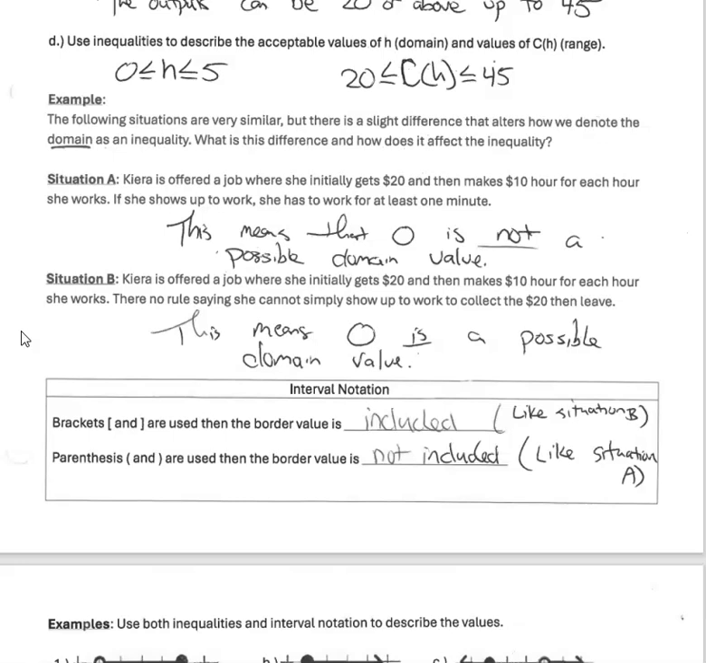There's a certain symbol that you use when the border is included versus when the border is not included. It's kind of like I said, less than versus less than or equal to, or greater than versus greater than or equal to. So right on here it says you are going to be using brackets when the border number is included, and you would use parentheses when the border is not included. And this is going to make sense in just a second when we look at some different problems.